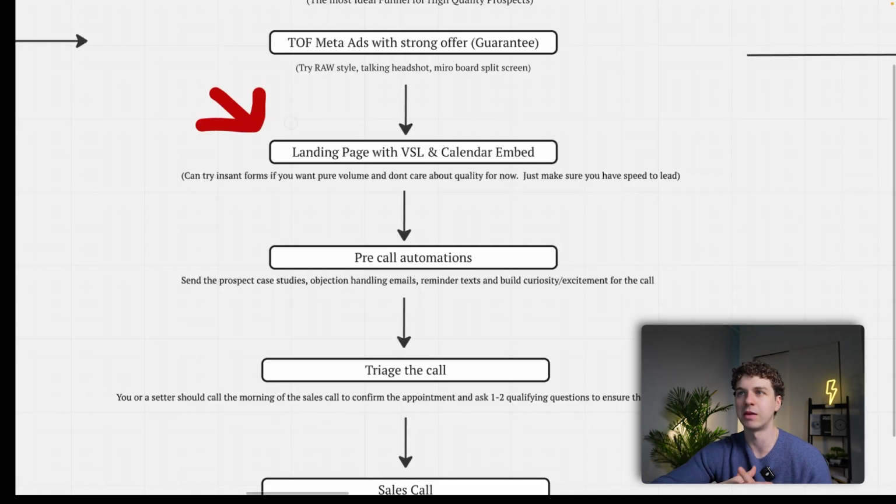Whereas the calendar embed way with the landing page, make sure that people book in and all you're getting is booked calls, and then that's it. The other people that didn't book in calls, you can retarget later with the Meta Pixel. But I mean, you can start with instant forms if you really need to, but just make sure you have speed to lead involved, where as soon as you get an instant form lead, you're phoning that person as soon as possible. But again, it's not recommended. I do recommend you start with the landing page with a VSL and calendar embed.